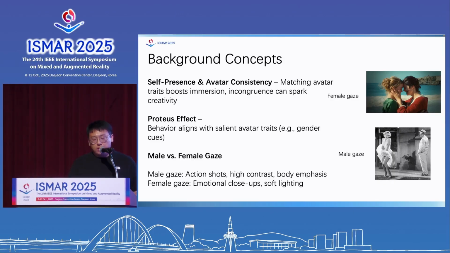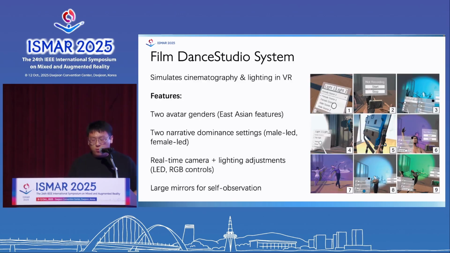Third is male versus female gaze. As we can see, the figure is simple. The male gaze often shows the action, contrast, and the body. And the female gaze focuses on the emotion, closeness, and soft light. So this concept guides all our experiments.